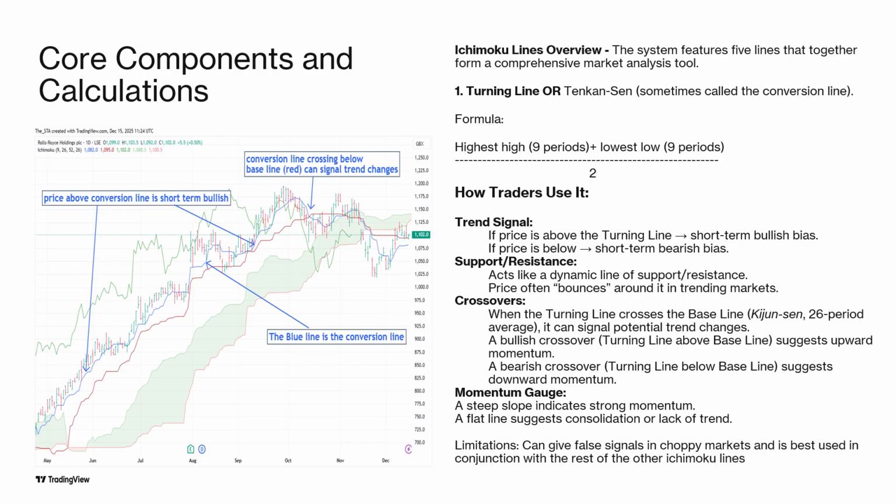The trend signal is generated when price is above the turning line. So if price goes above this blue line on this particular chart, that is seen as short-term bullish for the market. When the turning line crosses above the baseline, which is red on this particular chart, that is seen as bullish, and a bearish crossover is seen when the blue line crosses below the red line. A steep slope indicates strong momentum. A flat line suggests consolidation or a lack of trend.